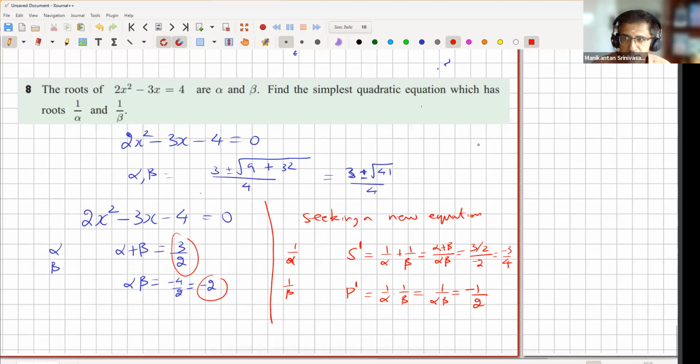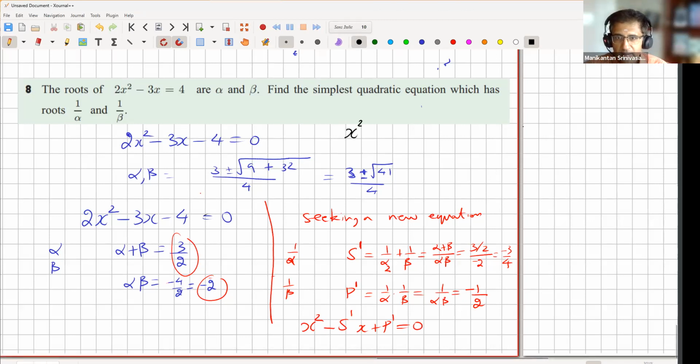So I know the new sum, I know the new product, and we have seen earlier in class today that the equation is x square minus sum of roots times x plus product of roots equal to 0. So just by substituting that, oh, sorry, I'm running out of space here. I'll just continue upstairs here.